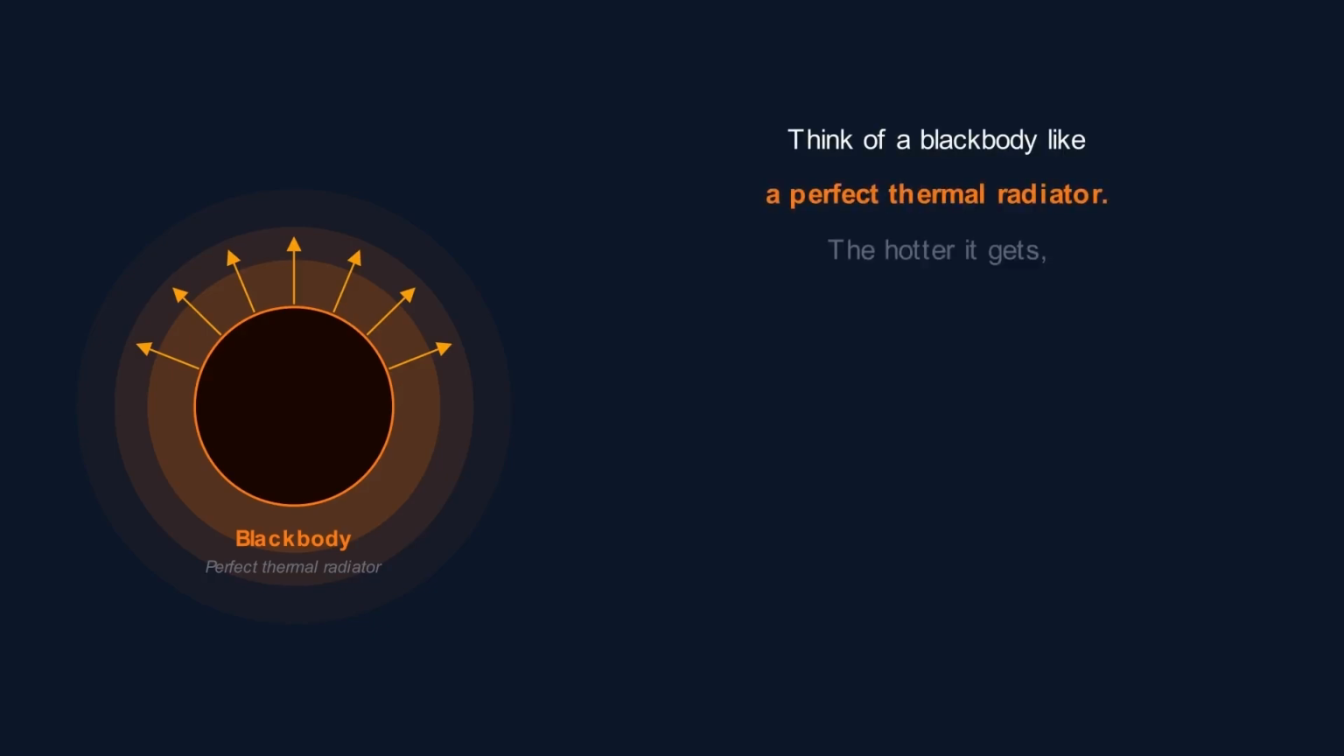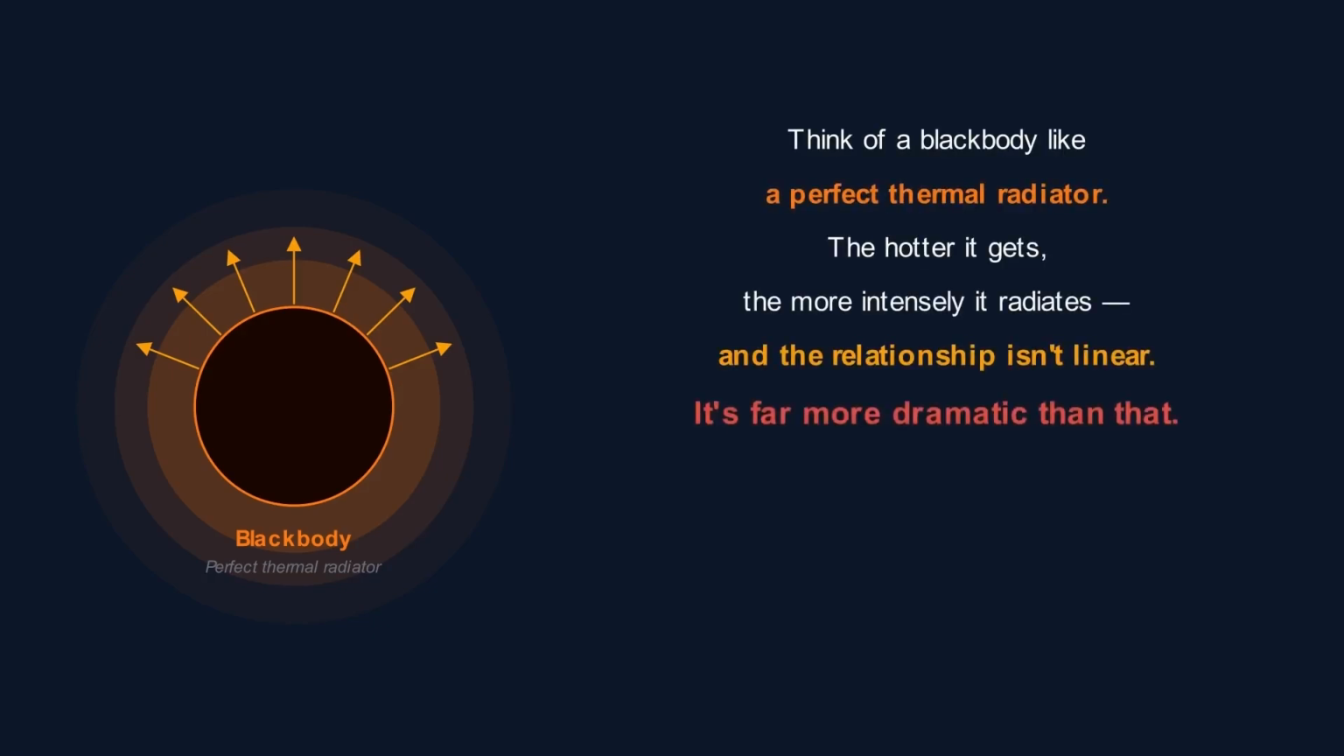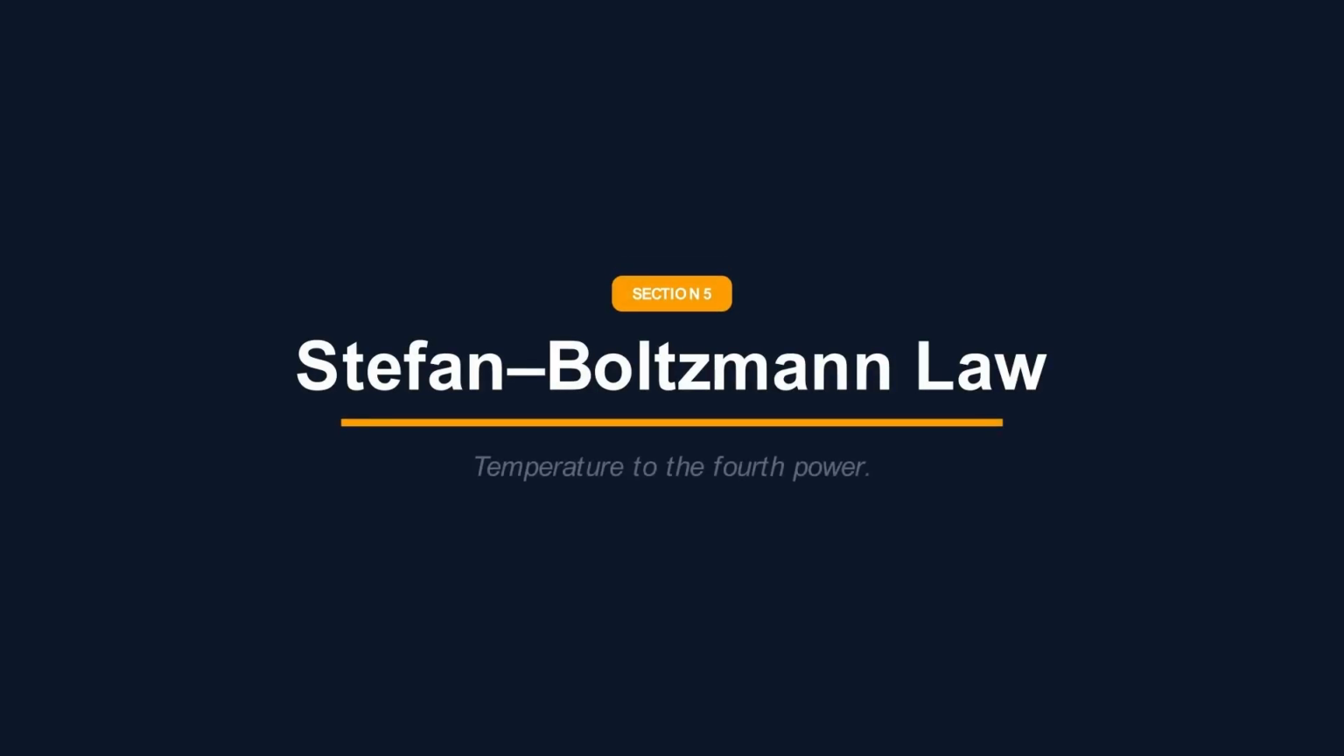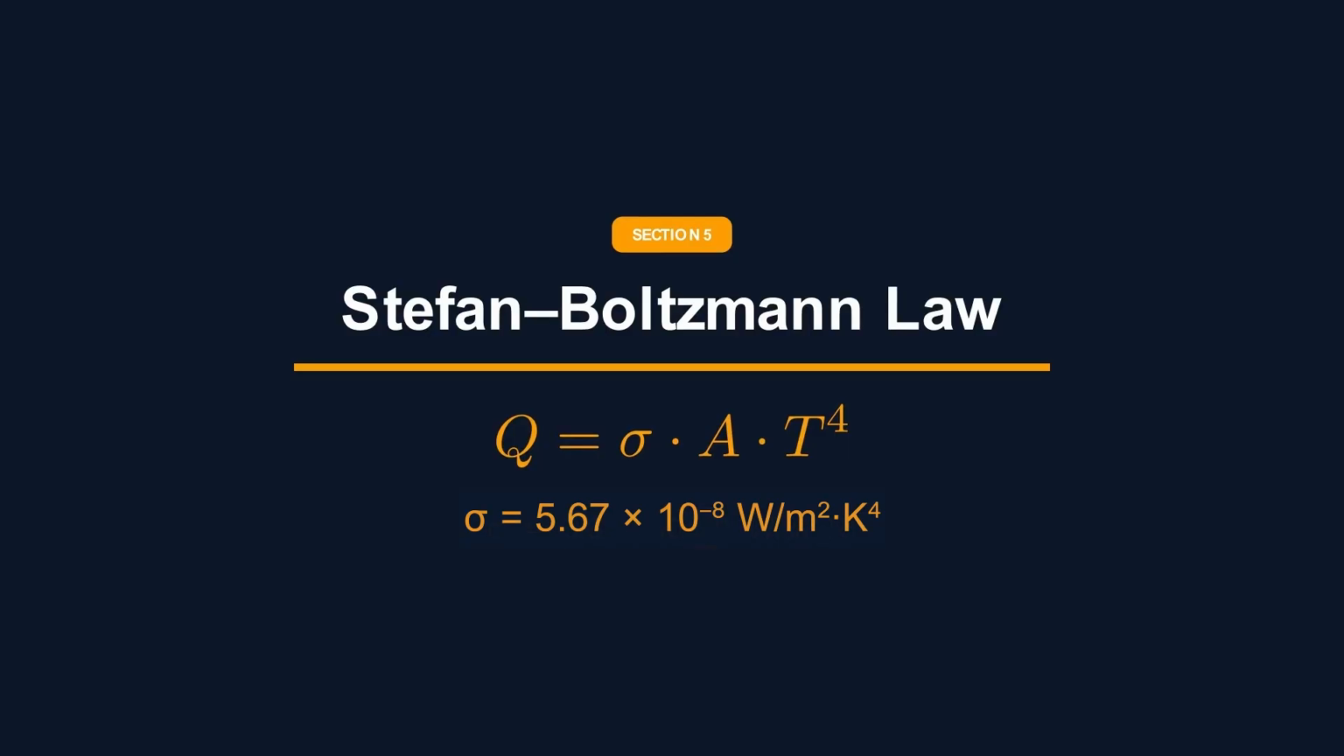Think of a black body like a perfect thermal radiator. The hotter it gets, the more intensely it radiates, and the relationship isn't linear. It's far more dramatic than that. The exact relationship between temperature and radiated energy is captured by the Stefan-Boltzmann Law. Q equals sigma times A times T to the fourth, where sigma equals 5.67 times 10 to the negative eighth watts per meter squared times Kelvin to the fourth.